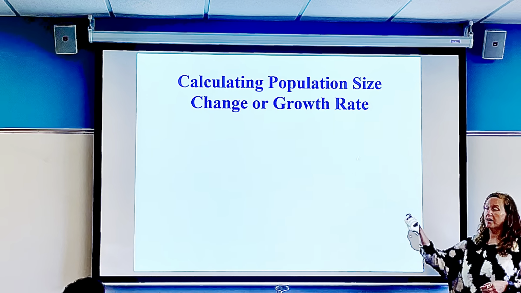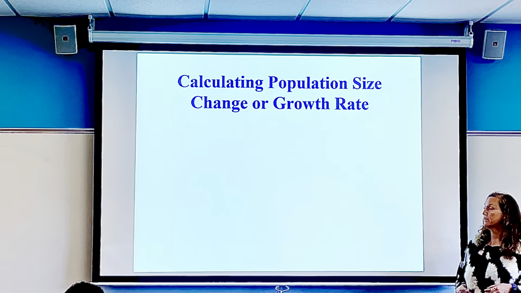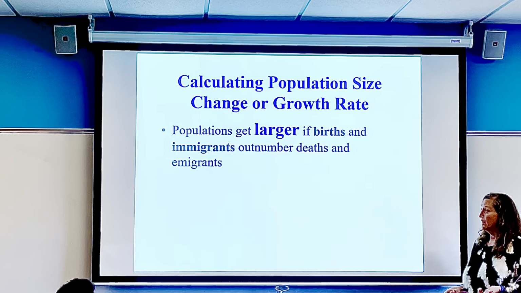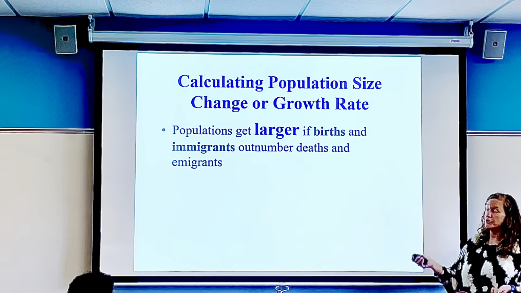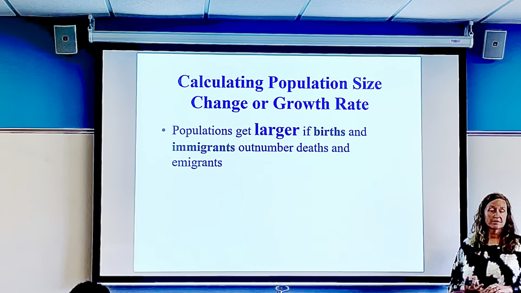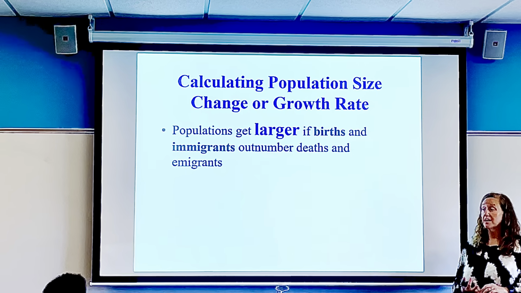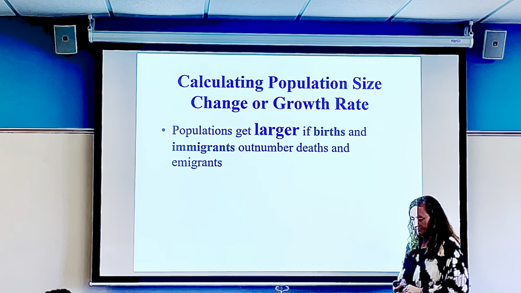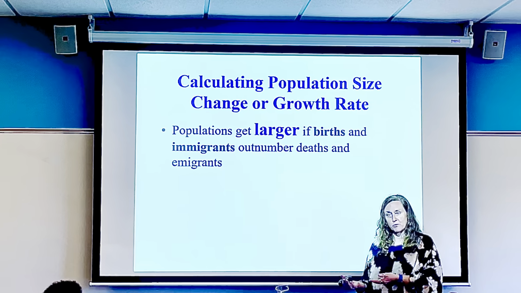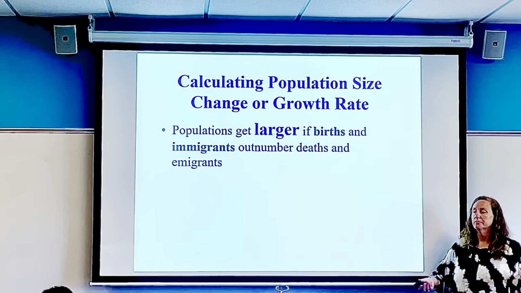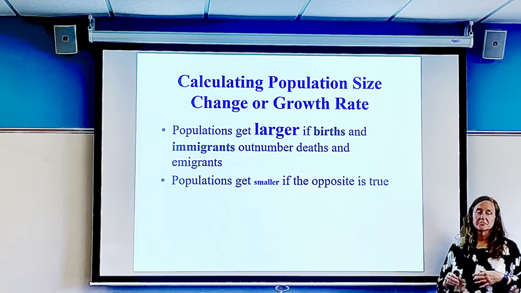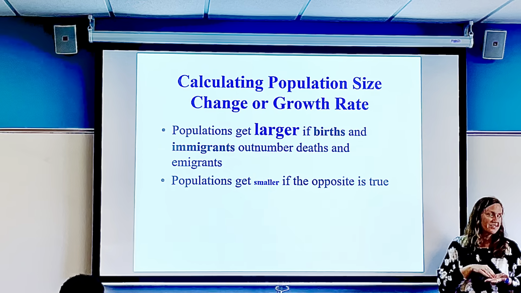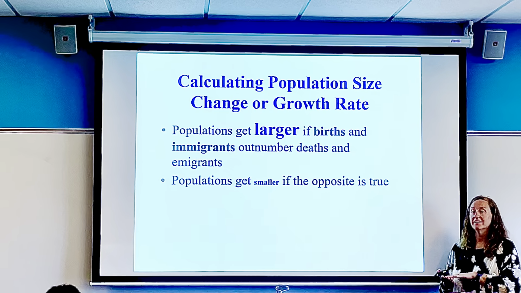So we're going to do a little calculation of our population and see how much it changes from year to year. Population gets larger if the births and the immigrants outnumber the deaths and the emigrants. Those that join, they're more than those that leave. And the converse is true. Populations get smaller if you have more deaths and emigrants than you have births and immigrants.